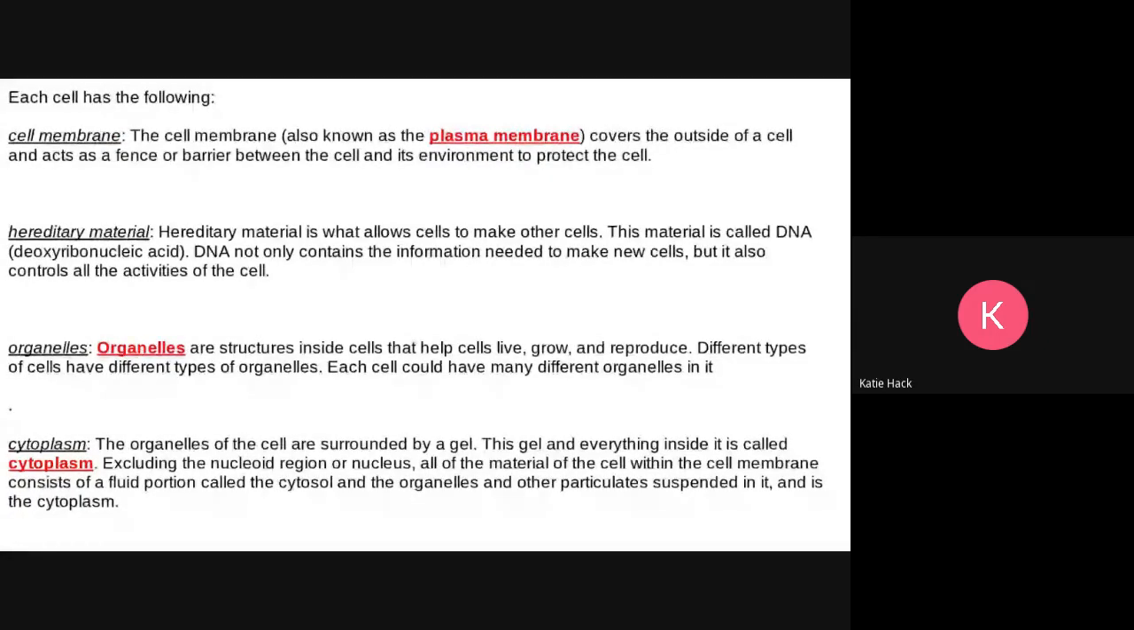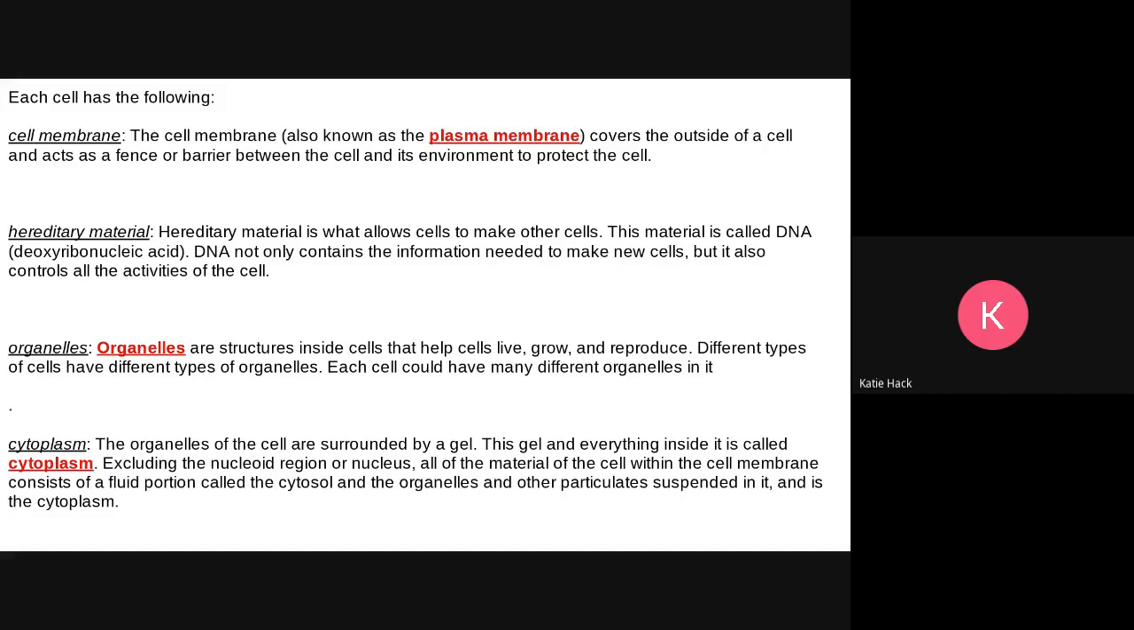Okay, so now if you'll continue down to the next question. Each cell has the following: a cell membrane, hereditary material, organelles, and cytoplasm. The cell membrane can also be called the plasma membrane, and it covers the outside of a cell and acts as a fence or barrier between the cell and its environment to protect the cell. Hereditary material is what allows cells to make other cells.